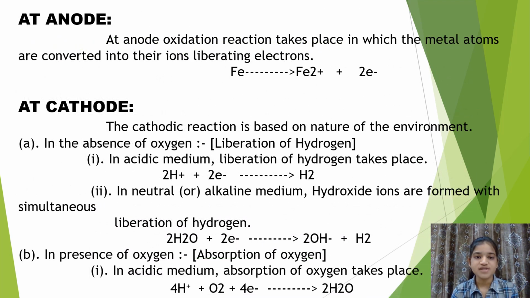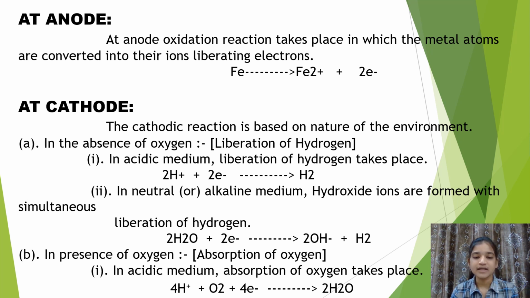At the anode, oxidation reaction takes place in which the metal atoms are converted into their ions, liberating electrons. And the reaction is Fe gives Fe2+ plus 2 electrons. The cathodic reaction is based on the nature of the environment. In the absence of oxygen, liberation of hydrogen takes place in the acidic medium. The reaction is 2H+ plus 2 electrons gives H2.